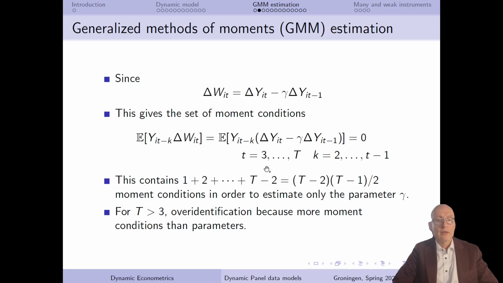Of course, if capital T is exactly equal to 3, which is the minimum that we can of course have, well then at that moment in time we have only one particular moment restriction to estimate this parameter gamma. But if capital T is larger than 3, then there is over-identification, because we have then more moment conditions than parameters. We have then more than one restriction in order to estimate this single parameter gamma.